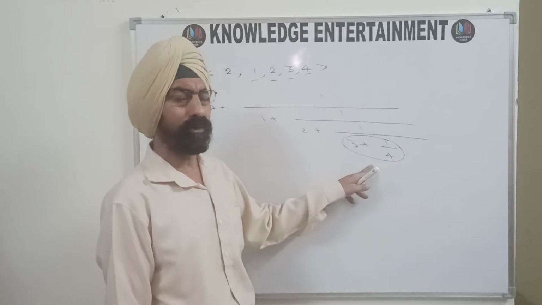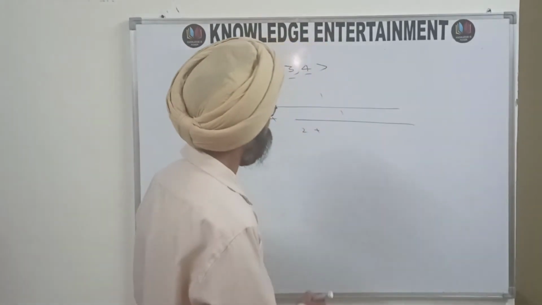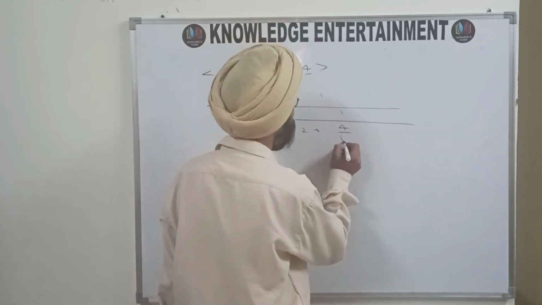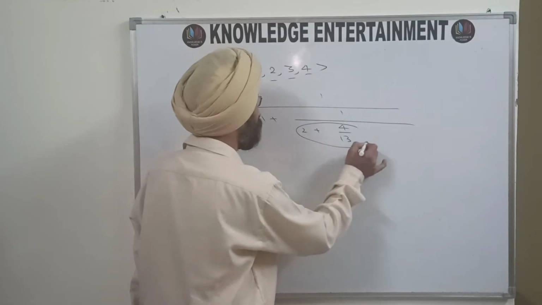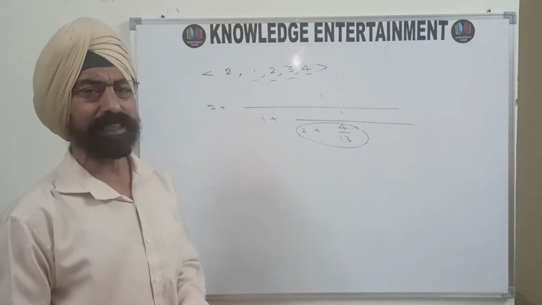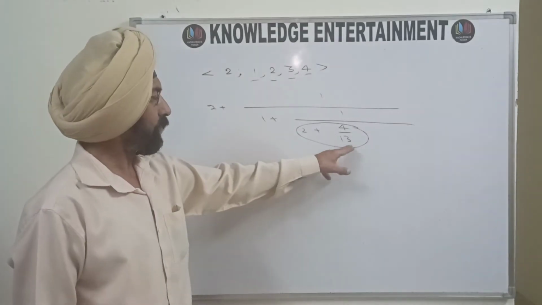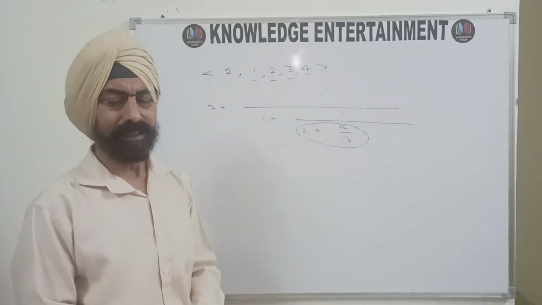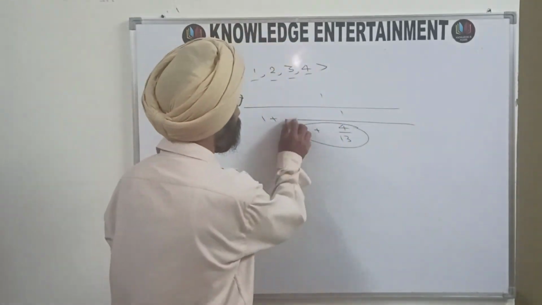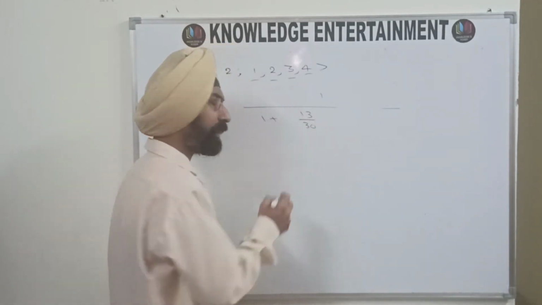So what will it become? It will become 4 by 13. So this portion will become 4 by 13. Once again, the same procedure. This is 2 plus 4 by 13. If you take LCM, you will get 30 by 13. But 1 upon 30 by 13 is 13 by 30. So it is 13 by 30.